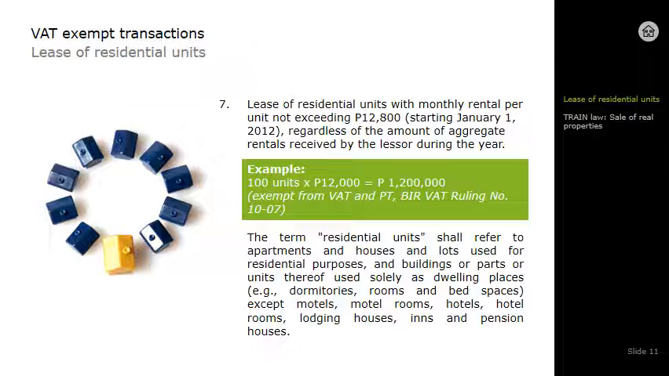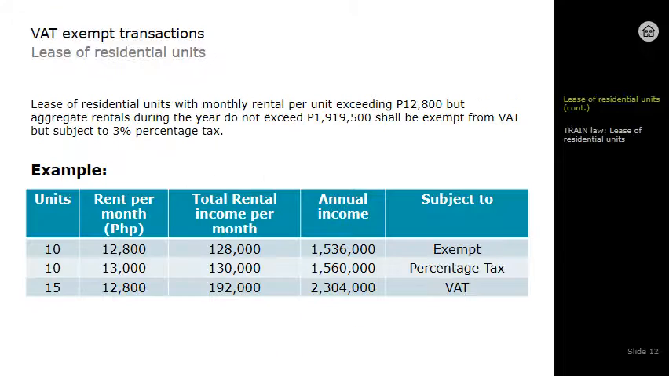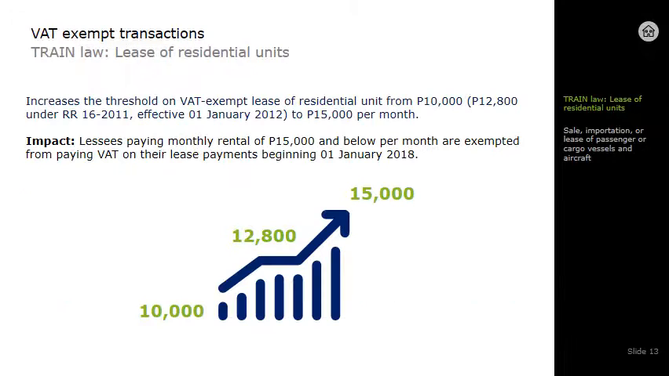Okay? So what do we mean by residential units? By the way, ito yung mga apartments and houses and lots used for residential purposes. Okay? Kasama dyan yung dormitories, tsaka room and bed space. Okay. Another exemption, by virtue of the train law, naging 15,000 per month na. Okay? Are exempted.